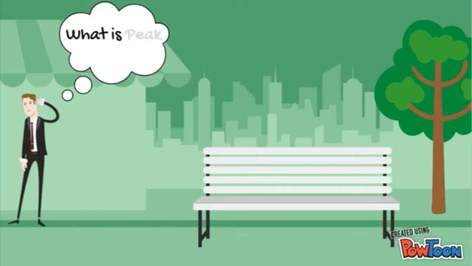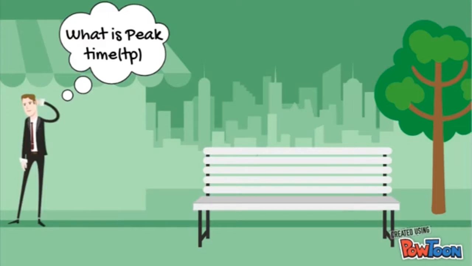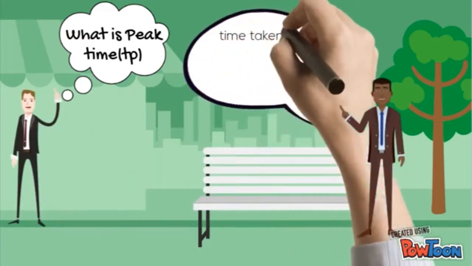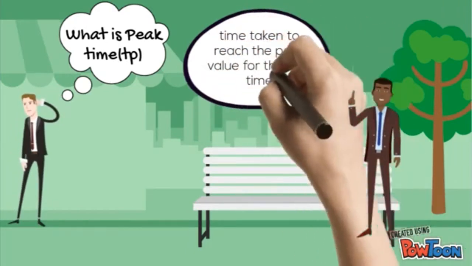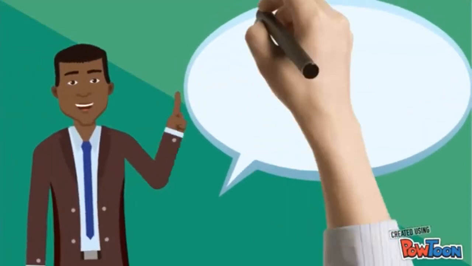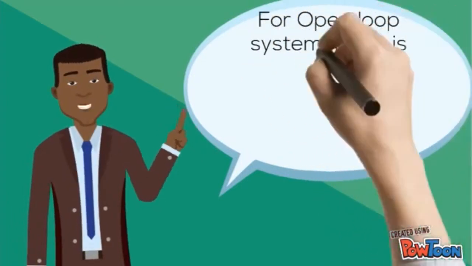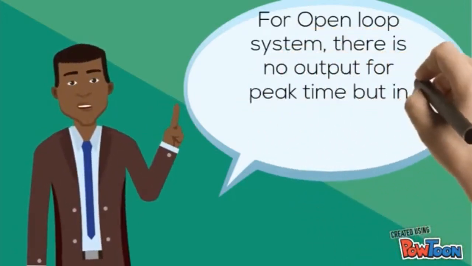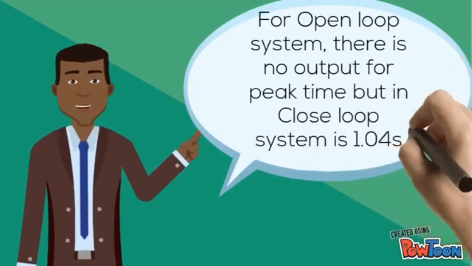What is peak time? Peak time is the time to reach the peak value for the first time. For open loop system, there is no output for peak time, but in closed loop system it is 1.04 seconds.